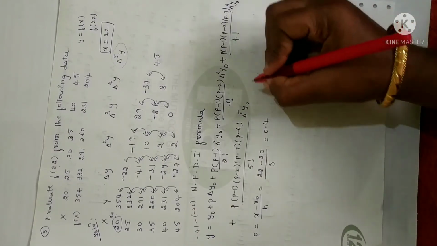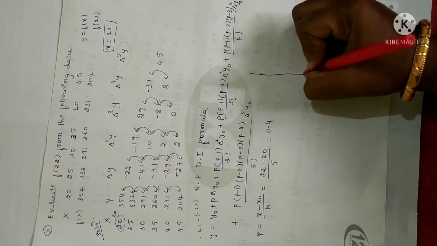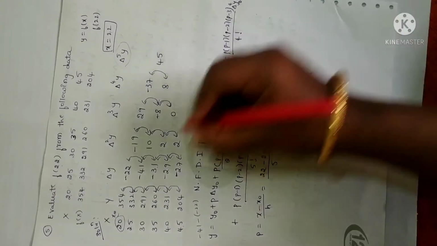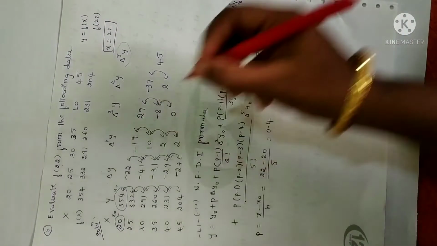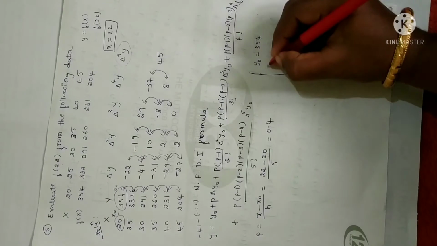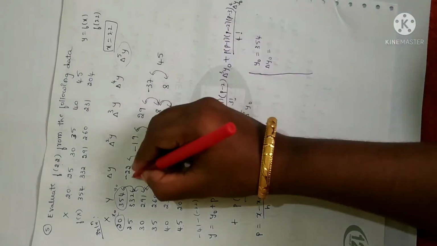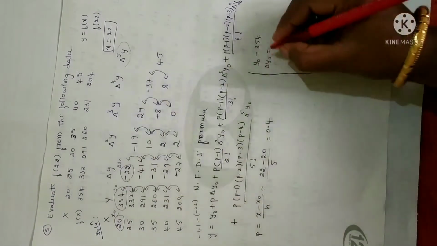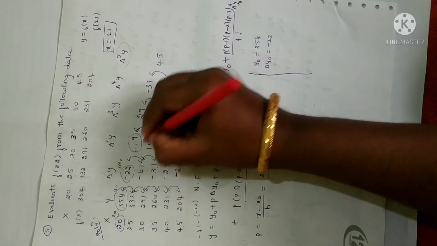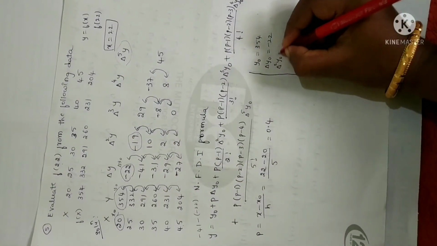Now I'll just list all the values here. Let me make a list here. So y naught is the first value of y. So y naught is 354. Next delta y naught is this one. So it is minus 22. Next delta square y naught, it is minus 99.